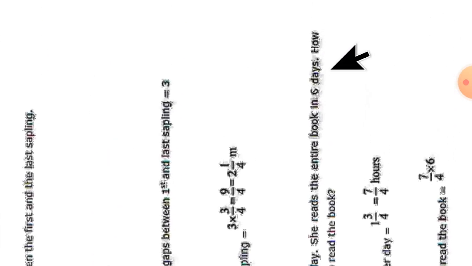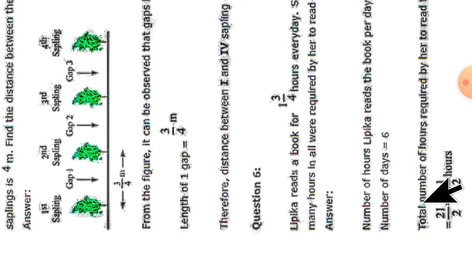Now question number 6. Lipika reads a book for 1 integer 3 upon 4 hours every day. She reads the entire book in 6 days. So how many hours in all were required by her to read the book? Now let us see the answer. The number of hours Lipika read the book per day is 1 integer 3 upon 4. 4 1s are 4, plus 3 will be 7 upon 4. 7 upon 4 hours. The number of days is 6. So the total number of hours required by her to read the book will be 7 upon 4 into the number of days, so 7 upon 4 into 6. 2 2s are 4, 2 3s are 6. So 7 3s are 21. So 21 upon 2. Divide 21 by 2, you will get 10 integer 1 upon 2 hours.